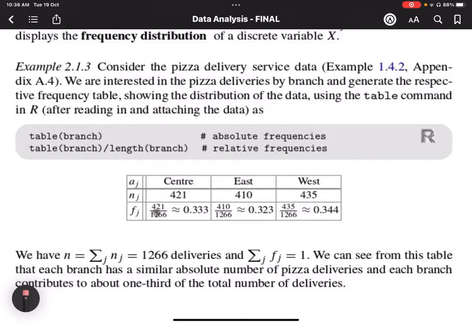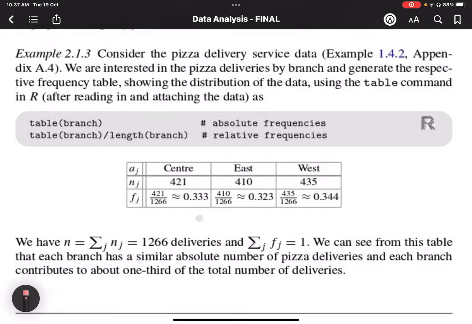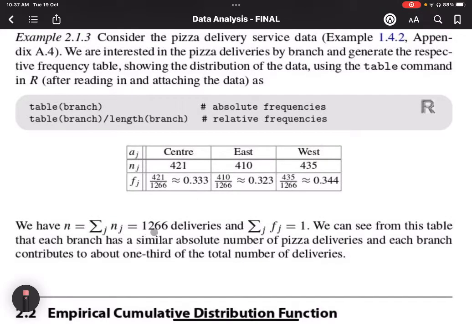Okay, so remember yung ating symbol. Anong symbol nito? Okay, estimated to be 0.33. Sa ating calculus-based physics, so this means estimated to be this value. So for the absolute frequency, we have 1,266 deliveries, but for the relative frequency, we have 1.